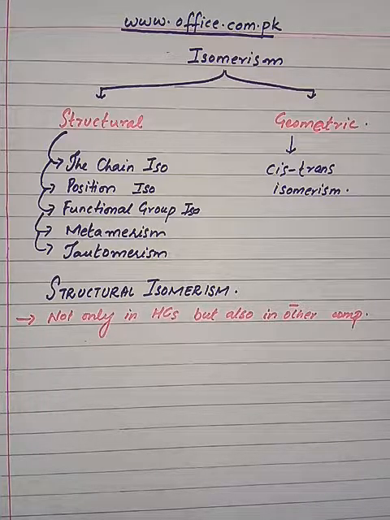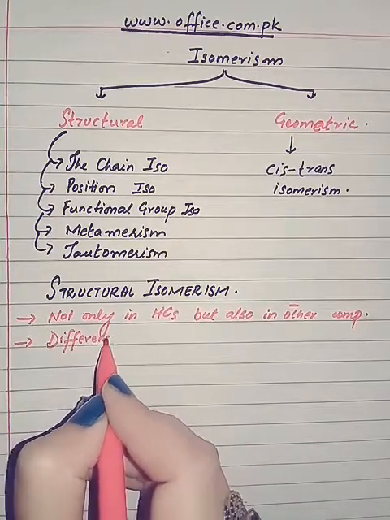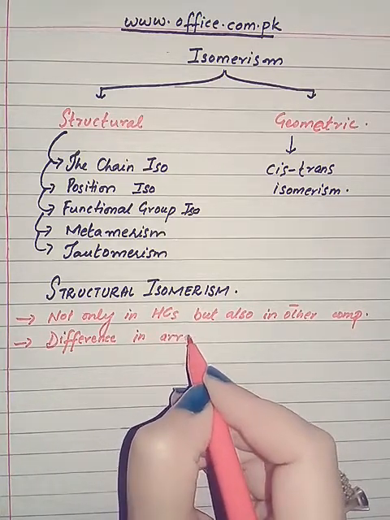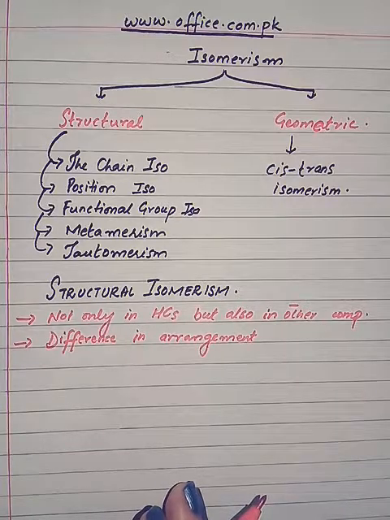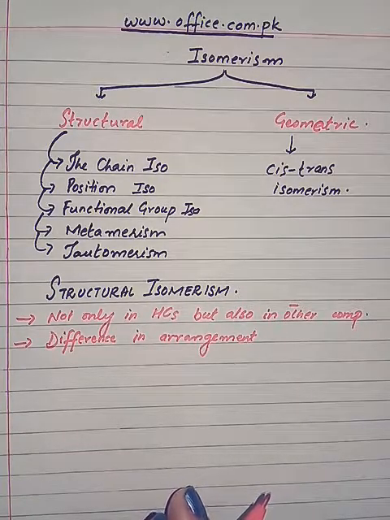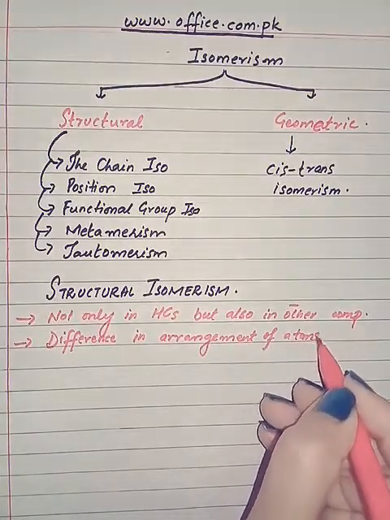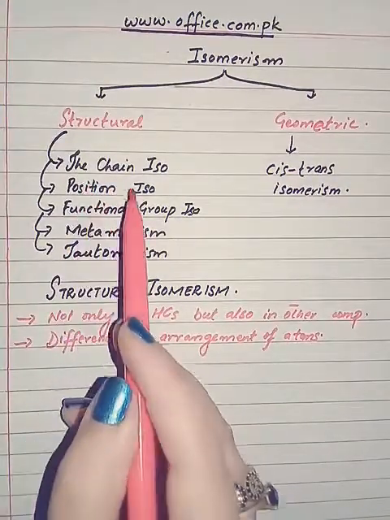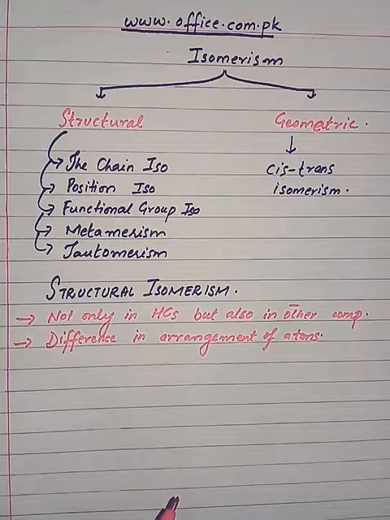prevalent. Structural isomerism arises due to difference in arrangement of atoms within a molecule. It means it is based on how the atoms within a particular molecule are arranged. What is their arrangement? What is their sequence? How are they attached to one another? And obviously we know that it can be exhibited in various ways, including chain isomerism, position isomerism, functional group isomerism, metamerism, and tautomerism.